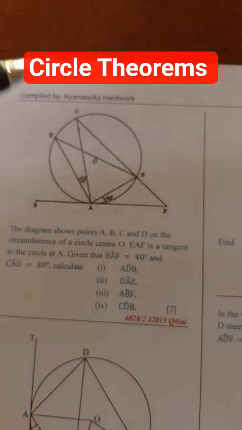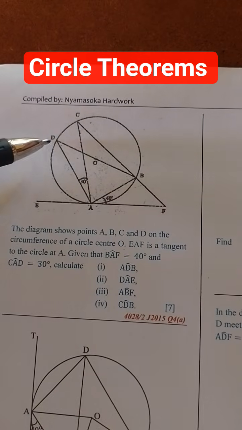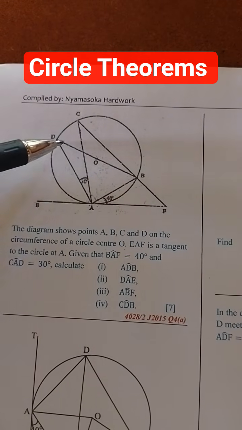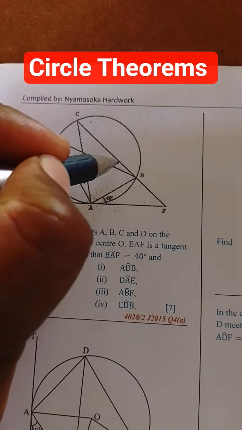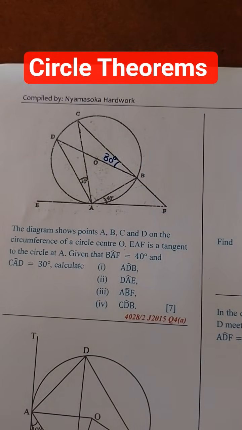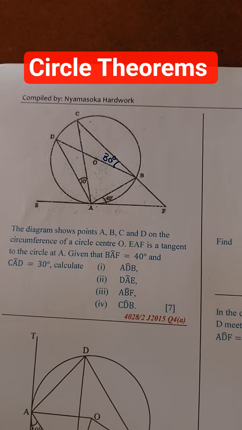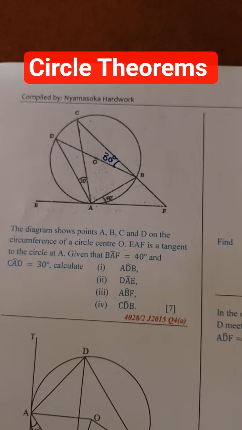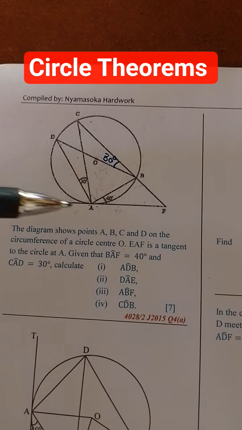So we want to see that CD is subtending an angle of 30 here, so it's subtending an angle of 30, they are equal. So if you haven't watched my videos on circle geometry, you can go on YouTube, watch my long form video on circle geometry theorems and come and answer these questions.